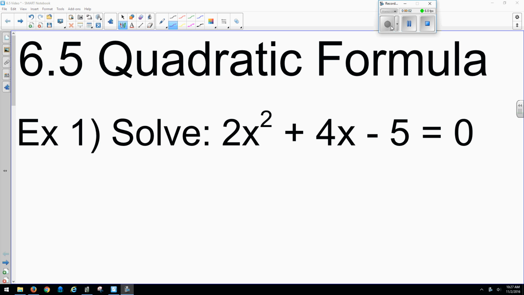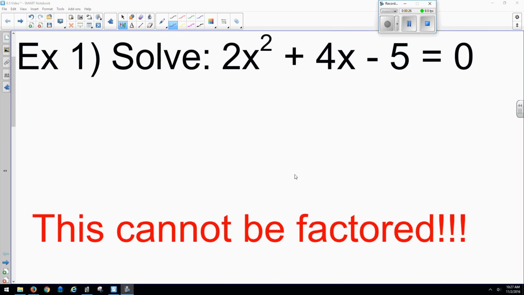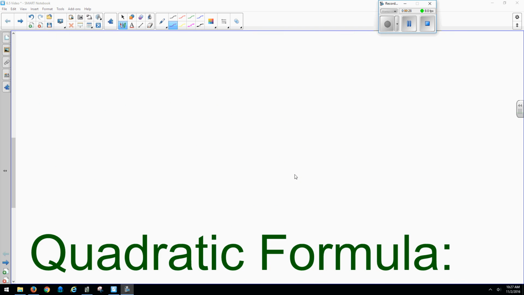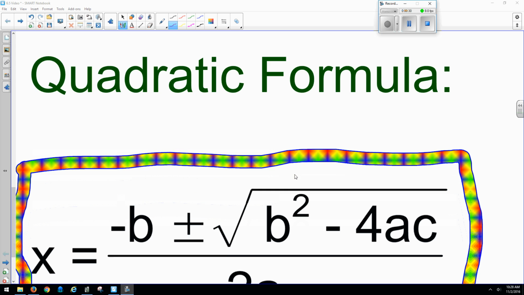Today we're going to talk about solving quadratic equations using the quadratic formula. So let's say we had this example and we tried to solve this by factoring. We would take 2 times 5, that would be 10, and then try to figure out factors of 10 that would subtract to get 4, and that is not possible. This cannot be factored. And so we need to use the quadratic formula.